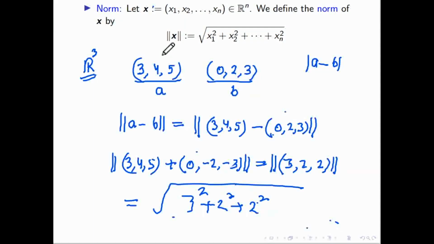Like in R it is mod, but in Rn it is norm. So if it is R2, then we go x1 square plus x2 square. If it is R3, we go x1 square, x2 square, x3 square, three components. If it is R5, it will start from x1 square and go up to x5 square. In R3, so here three components: the first component is squared, the second component is squared, and the third component is squared. That is the distance between two points in R3. We took two points and this is the distance between them.